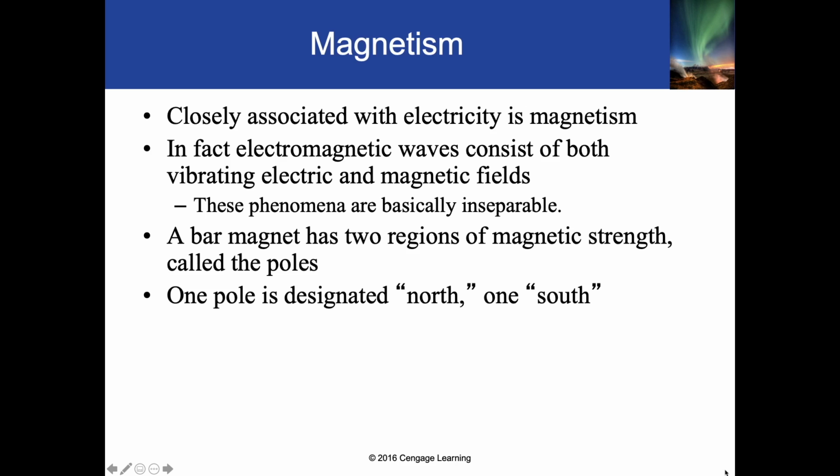But let's bring it all back to Earth for a second. A bar magnet has two regions of magnetic strength, and they're called poles. One is called the North Pole, and one is called the South Pole.